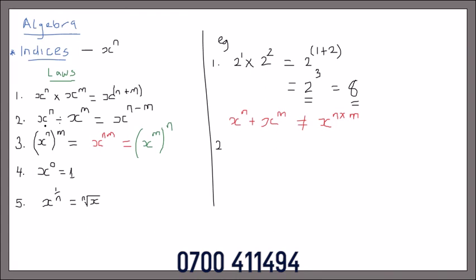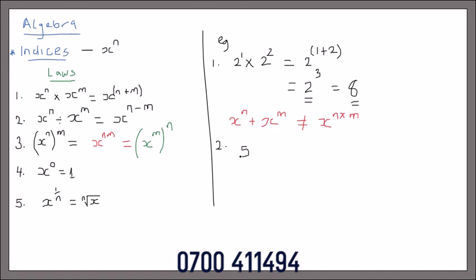Law 2 talks about division of two indices. We have x power n divided by x to power m. The base is the same as before, but we are now dividing. What do we do to the powers on this side? You take the common base like here, but in this case we subtract the powers. Alright, let's go on and look at an example.